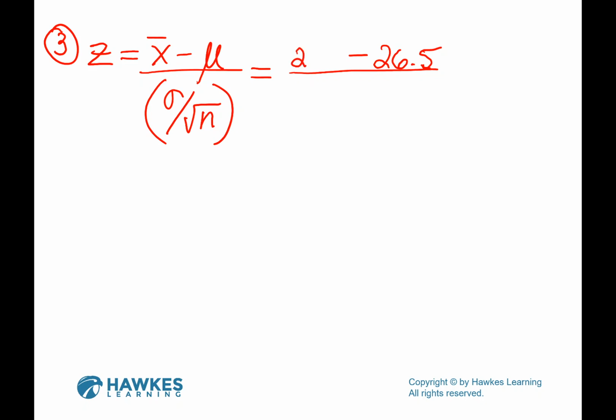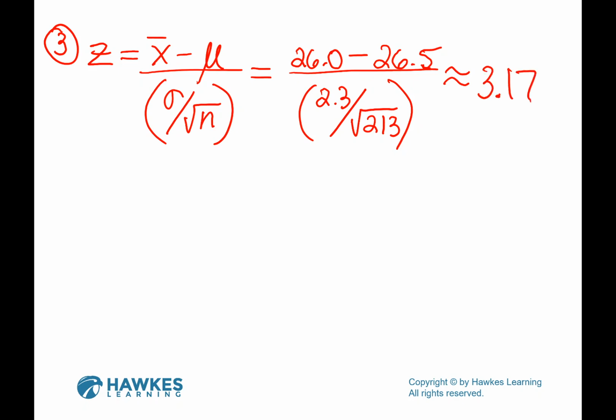So 26.0 for X bar. Population standard deviation was 2.3. We'll divide that by the square root of 213. That was our sample size. See what we get for a test statistic. This one I get 3.17. That's how that reads.